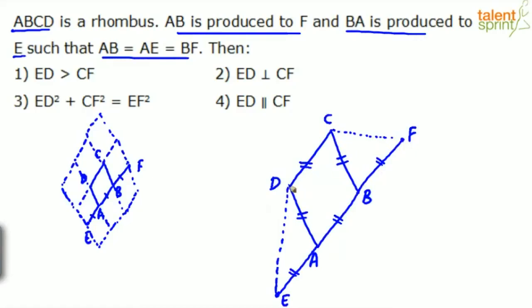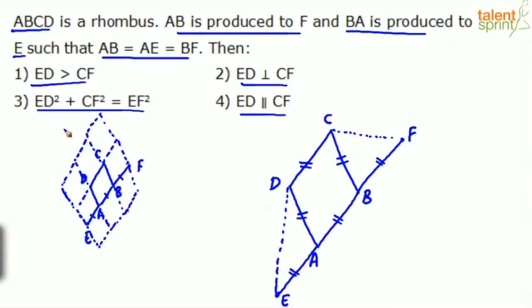Are you able to follow? If you look at triangle DAE, it is like the vertical half of the rhombus. And the triangle CBF is the horizontal half of the given rhombus. Now he's asking us to find the relationship between ED and CF. Will it be parallel, perpendicular, or greater, or this identity, ED square plus CF square equals EF square?